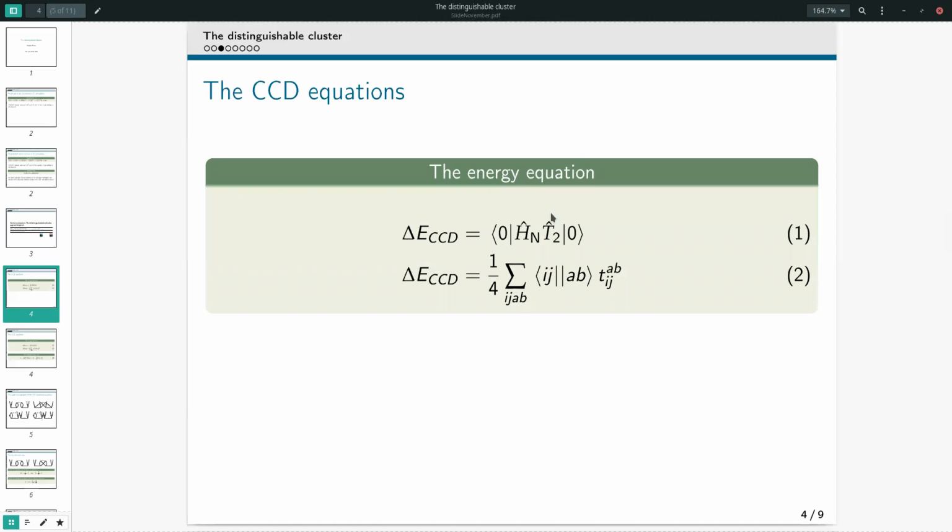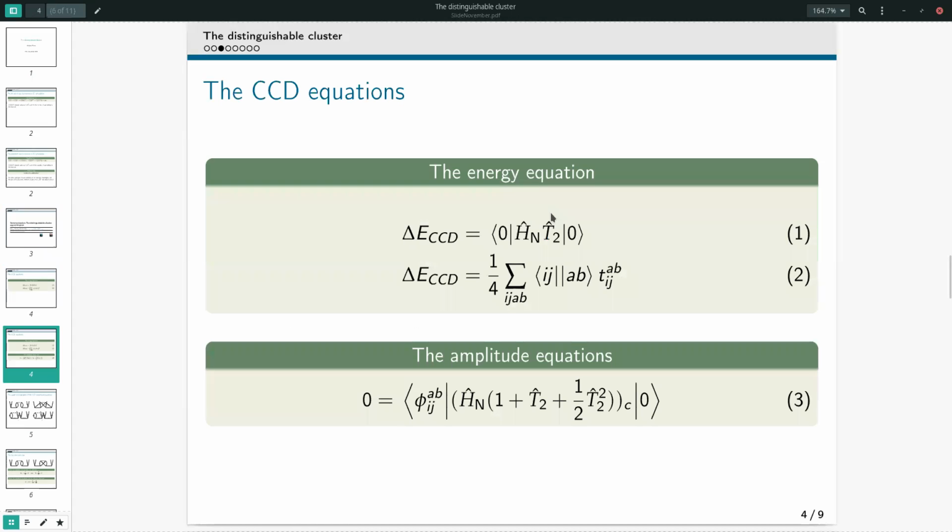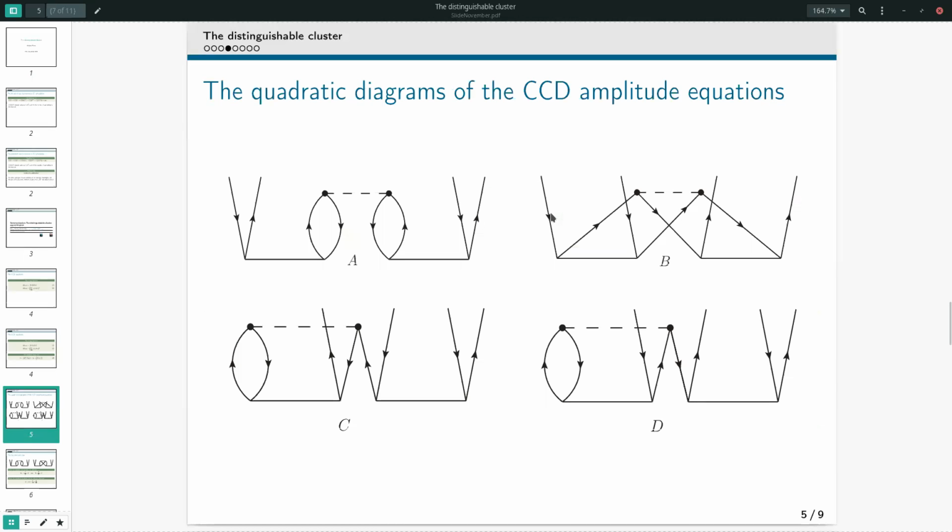So here is the energy equation for the CCD approximation, and the amplitude equation in its connected form. The exchange between cluster operators needs at least two operators, so we look at the quadratic diagrams. For the CCD equation, there are 4 diagrams, which are those 4. The B diagram is an exchange one, so they want to remove it.